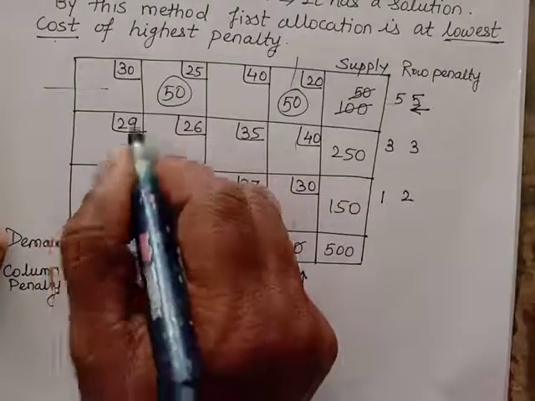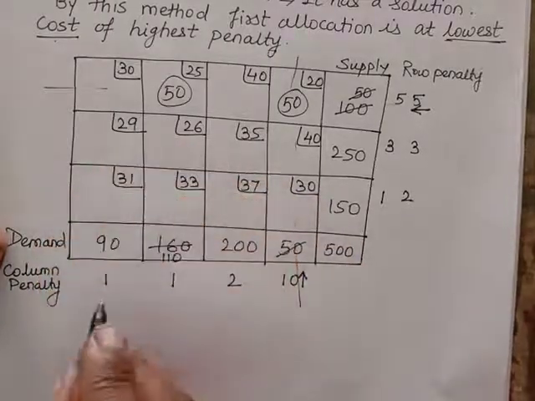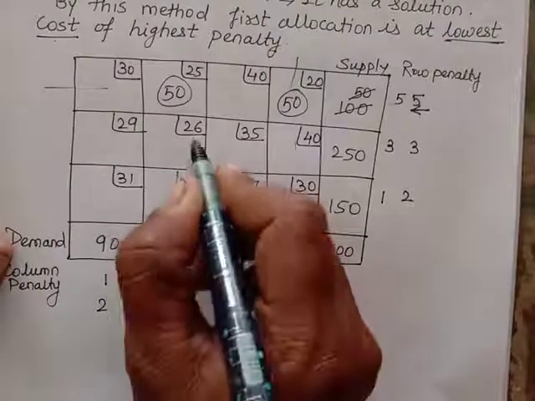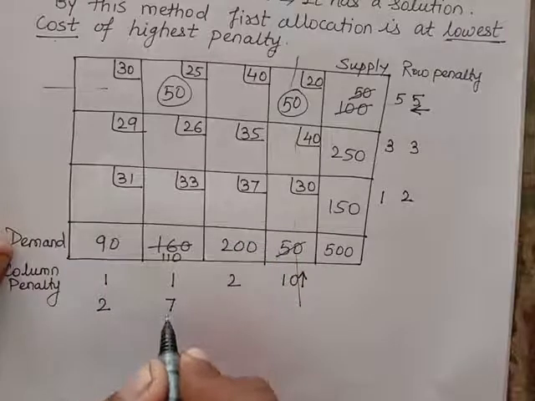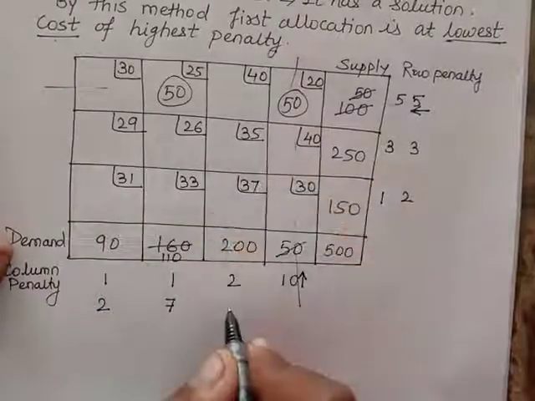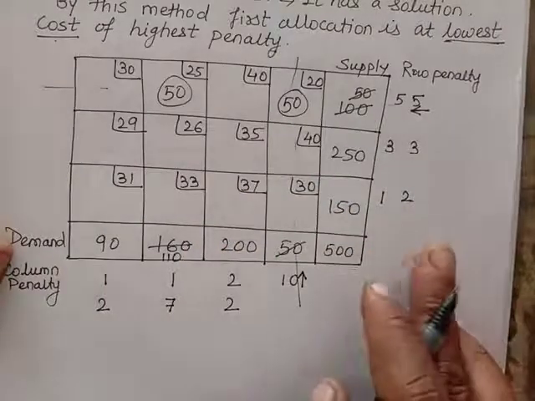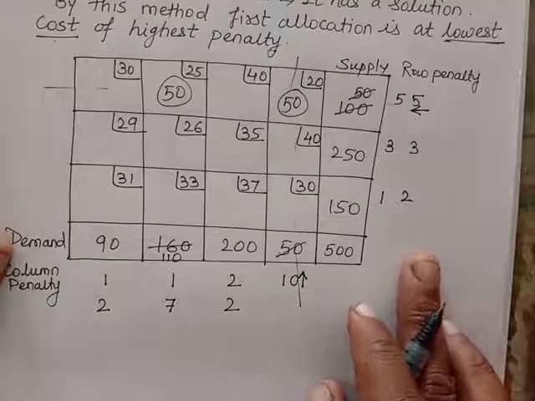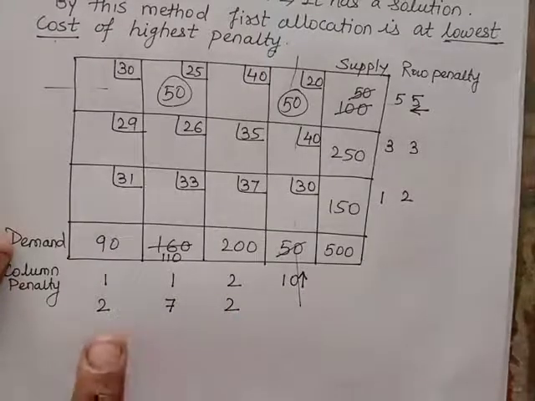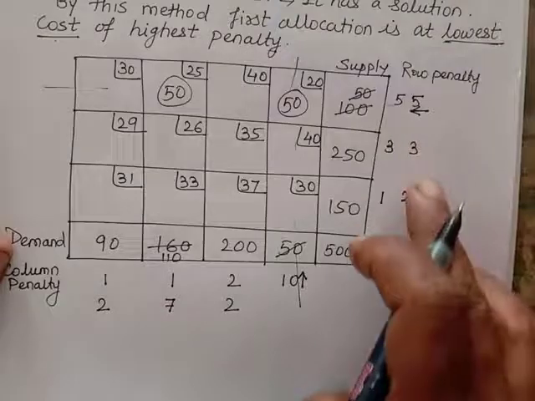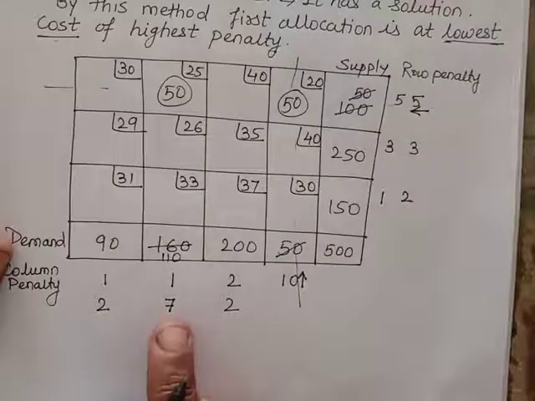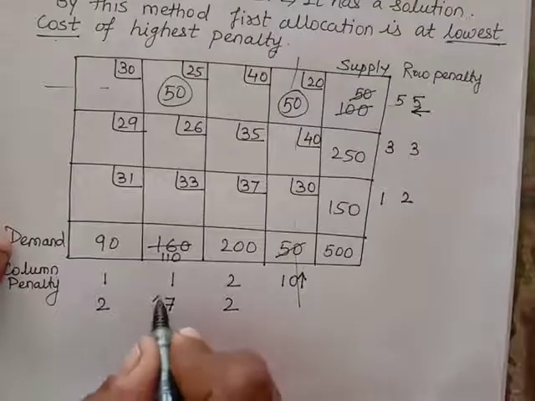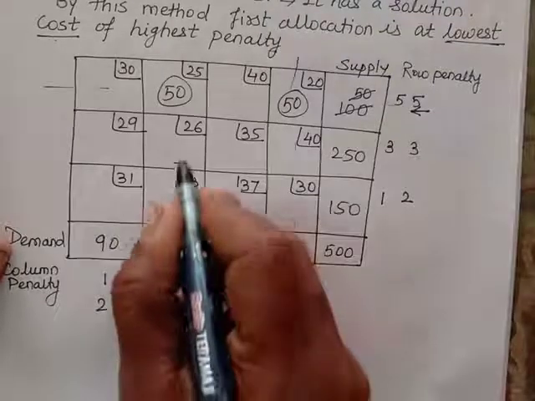So what is the column penalty here? 29 and 31, the difference is 2. This difference, 26 and 33, the difference is 7. This difference is 2. Now which is the highest penalty? 2, 7 and 2. Out of these, 7 is the highest one. So our next allocation is at this column.